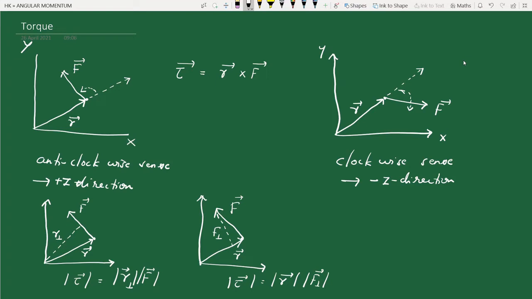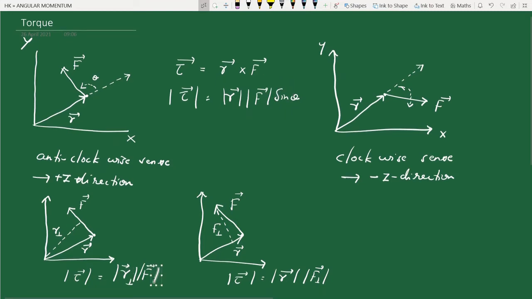Okay, so the magnitude of the torque is in general magnitude of R into magnitude of F into sine theta, where theta is the angle between R and F. This is the angle theta. And this you can either interpret as R sine theta, which is R perpendicular, into magnitude of F, or you can interpret this as F sine theta, which is F perpendicular, into magnitude of R. So that is two ways of writing the expression for torque.